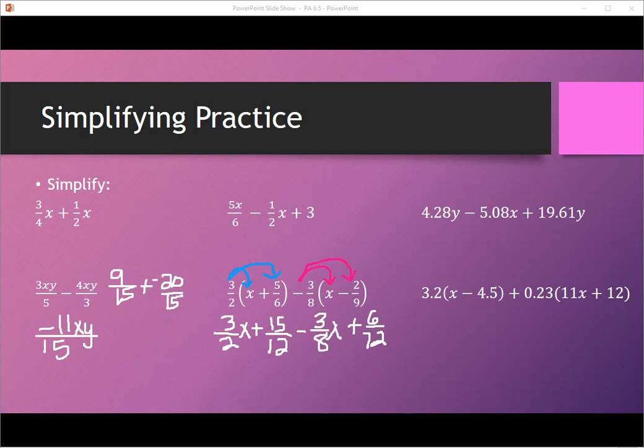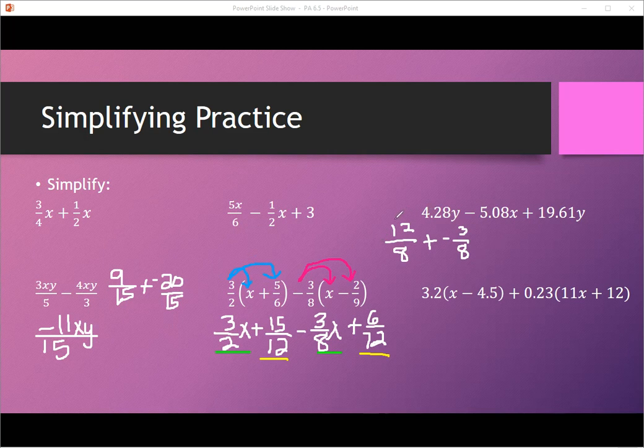Okay, so now let's look for our like terms. My like terms that I can combine are my x's here and here, and my numbers here and here. So let's go through some common denominators. That will take you a minute, but that's okay. So my common denominator for 2 and 8 is going to be 8. So I need to multiply this first one by 4. That's going to give me 12 over 8 plus negative 3 over 8.